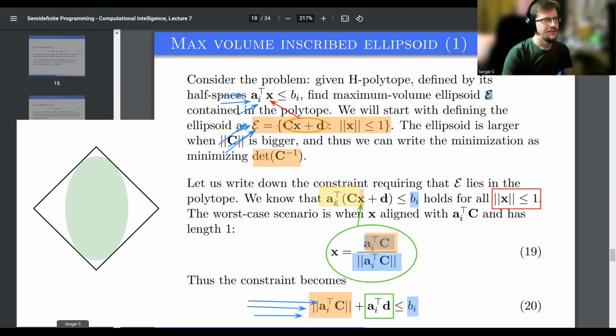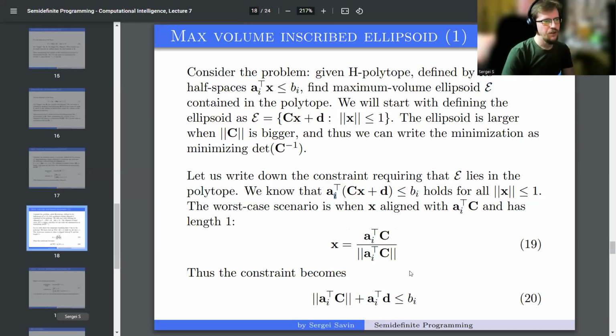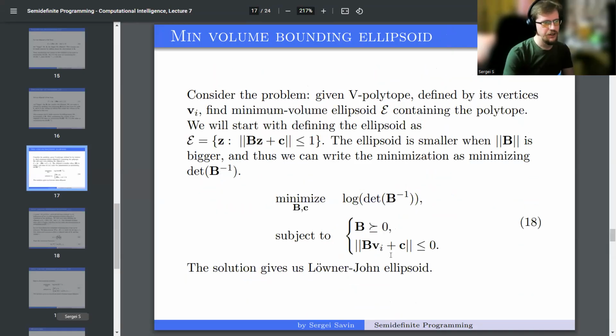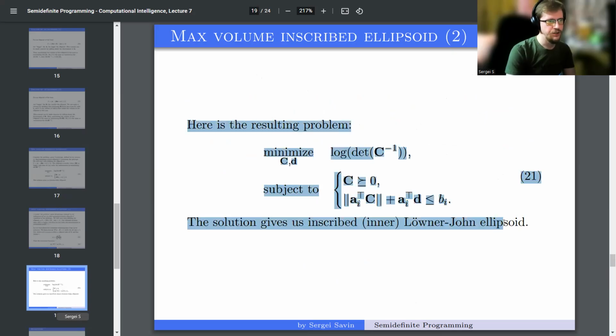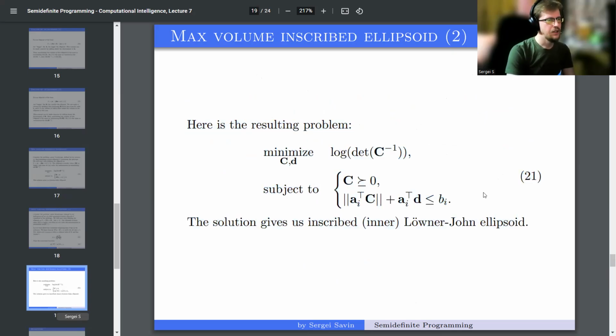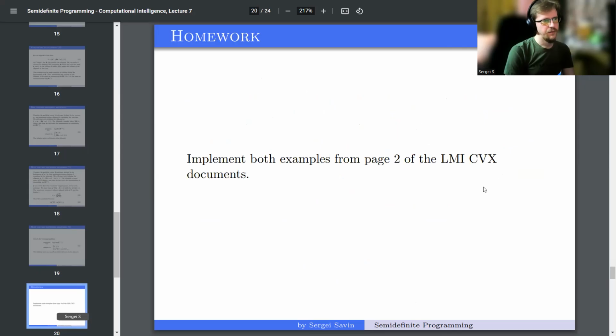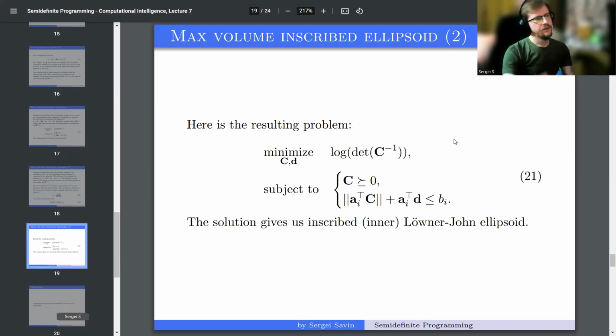All right. So in both cases, we managed to arrive at a kind of similar thing. Here, the matrix is less than or equal to 0. Here, the matrix is less than or equal to 0. And this is the solution. This is the resulting problem. In both cases, we use the same cost function.